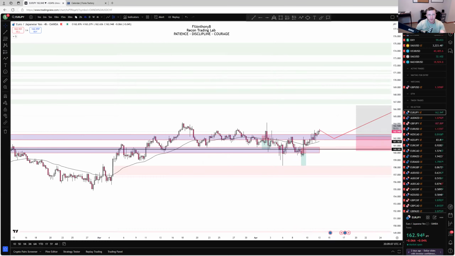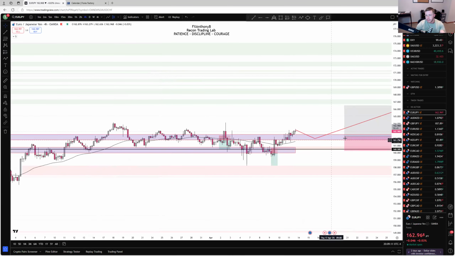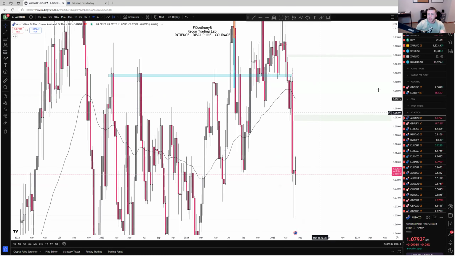4-hour. Yeah, where's our 1-hour EMA? I do like this setup. This is gonna be patience. This could be tonight or tomorrow. AUD NZD.